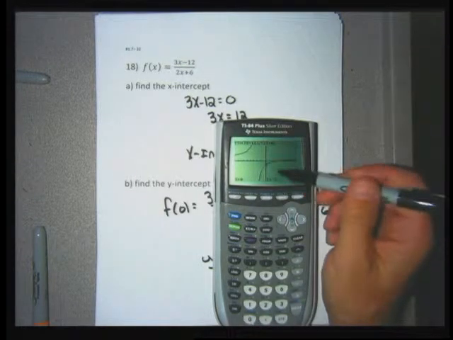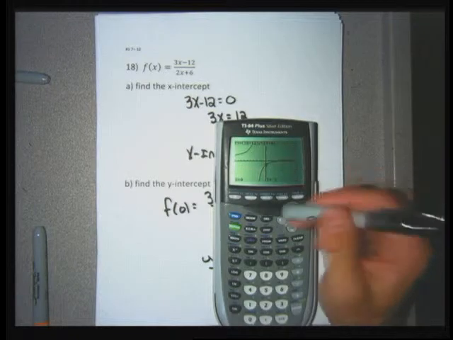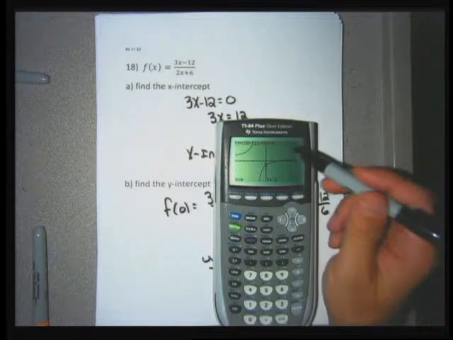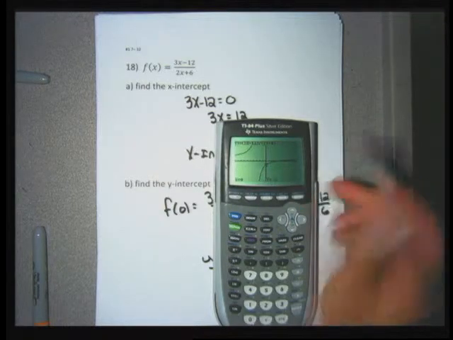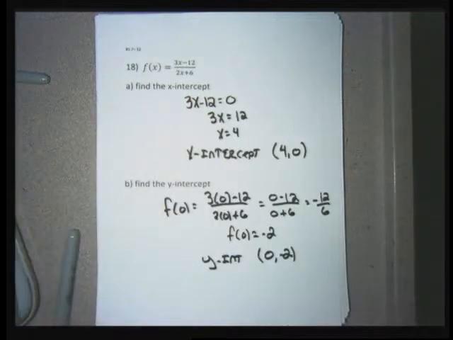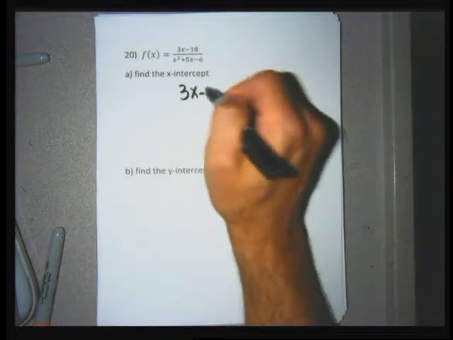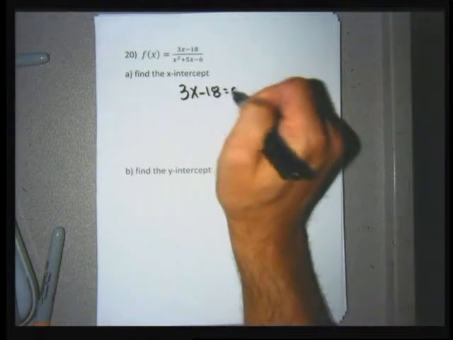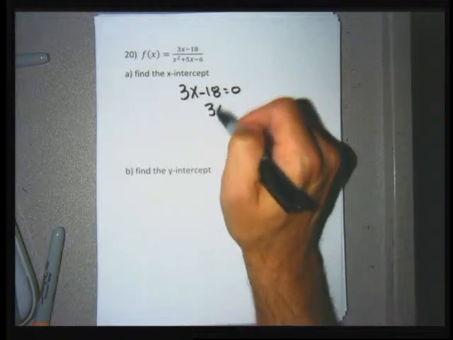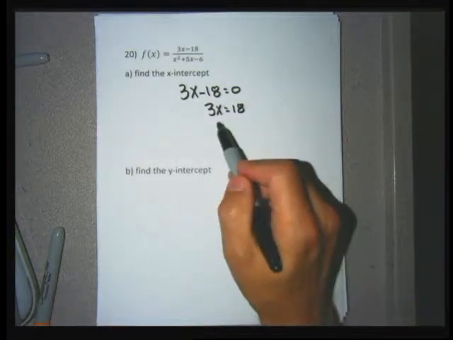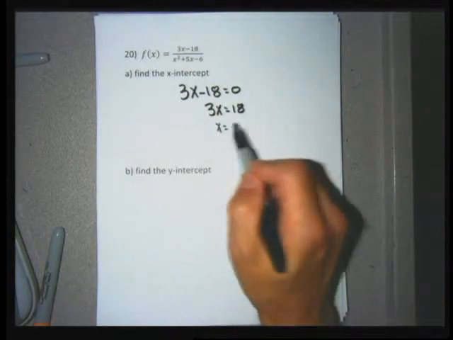So I've checked both of them super quickly on my calculator just by using the second and trace feature, and then plugging in the x-coordinate of the x-intercept, and plugging in the 0, the x-coordinate of the y-intercept. To find the x-intercept, I just take the numerator, ignore the denominator, set it equal to 0. No square, so I don't have to factor. I add 18 to both sides and then divide by 3 and get x equal to 6.